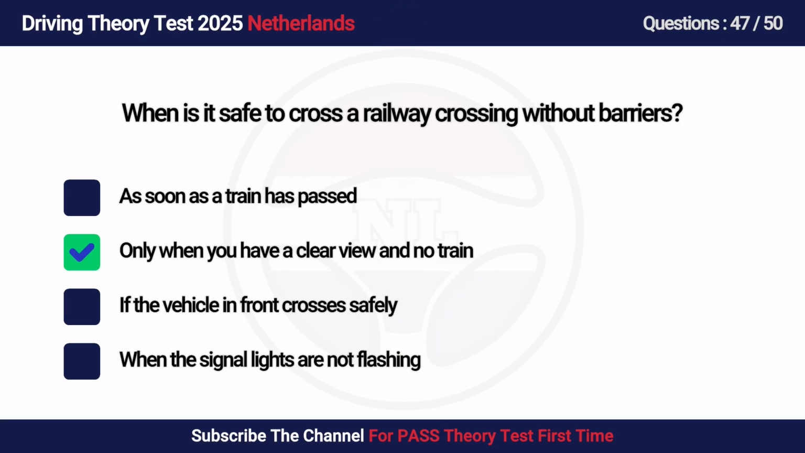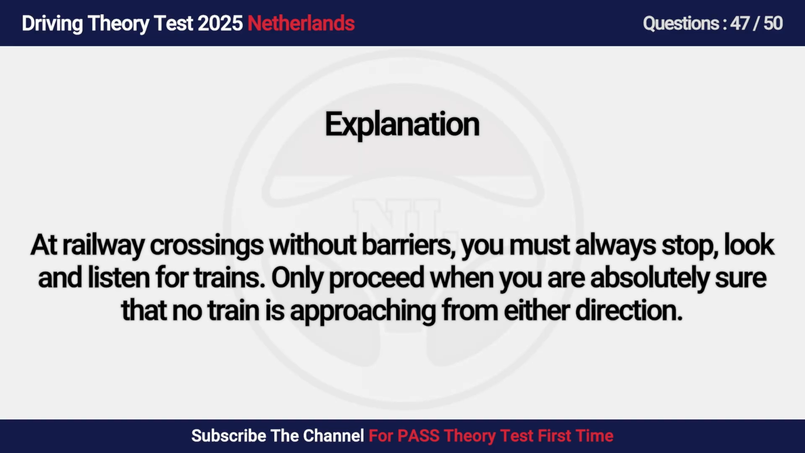Answer is B. Only when you have a clear view and no train. At railway crossings without barriers, you must always stop, look, and listen for trains. Only proceed when you are absolutely sure that no train is approaching from either direction.